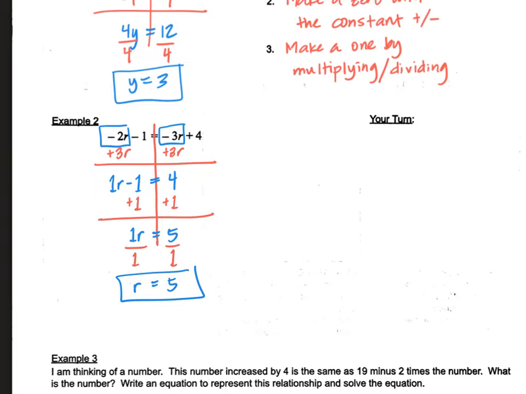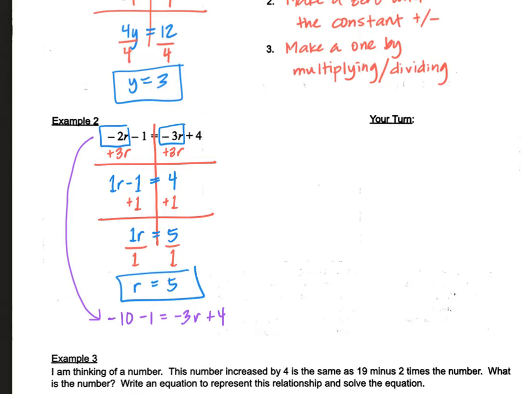Okay, let's check our work. In order to check the work, we need to take the original equation, so this one up here, which is negative 2r minus 1 equals negative 3r plus 4. And you're going to change the r to 5, because right here we got r equals 5. So I'm going to change this to a 5. So it's negative 2 times 5. Okay, I'm going to erase it. Negative 2r is negative 2 times 5, which is negative 10.